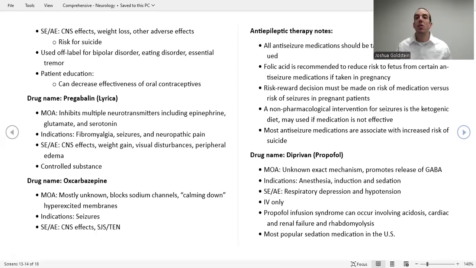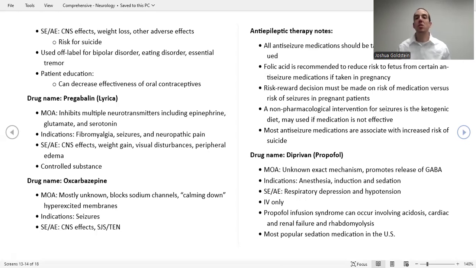What else do we need to know? We need to know that all seizure medications must be tapered. You cannot suddenly stop taking it. If a patient tells you, oh, I've been seizure-free for 10 years, can I stop my medication? No, you've been seizure-free for 10 years probably because of your medication. If we are stopping it, they should always be tapered.